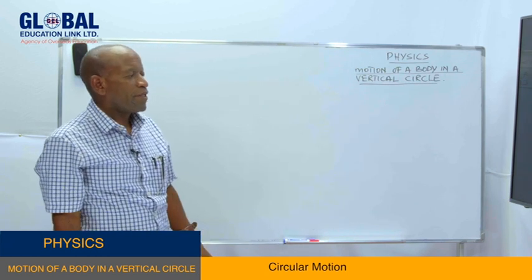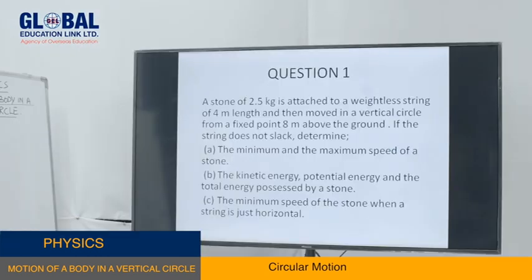Question number 1 says that a stone of 2.5 kilogram is attached to a weightless string of 4 meters length and then moved in a vertical circle from a fixed point which is 8 meters above the ground. A. If the string does not slack, determine the minimum and the maximum speed of the stone. B. Determine the kinetic energy, potential energy, and the total energy possessed by the stone. C. Determine the minimum speed of the stone when the string is just horizontal.